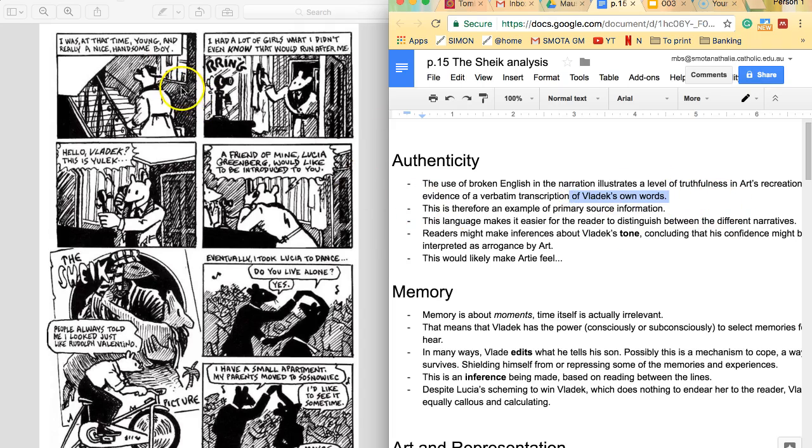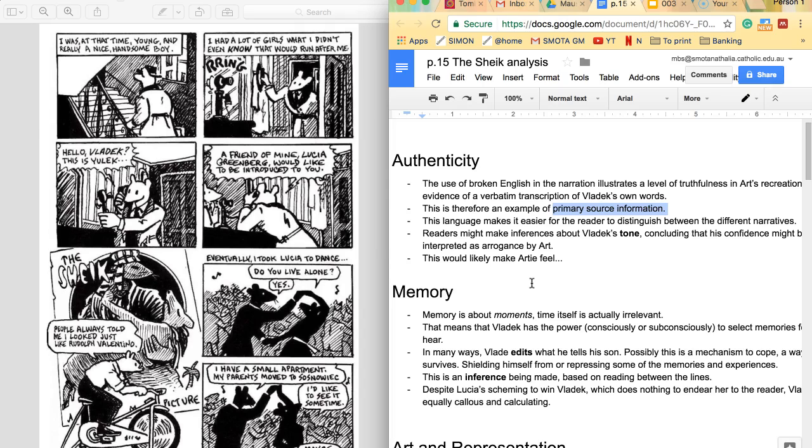If it's someone's own words straight from the horse's mouth as such, it is called primary source information because that is someone who observed it themselves. They are a primary source. That therefore makes the story more authentic and realistic for the reader and easier to understand.